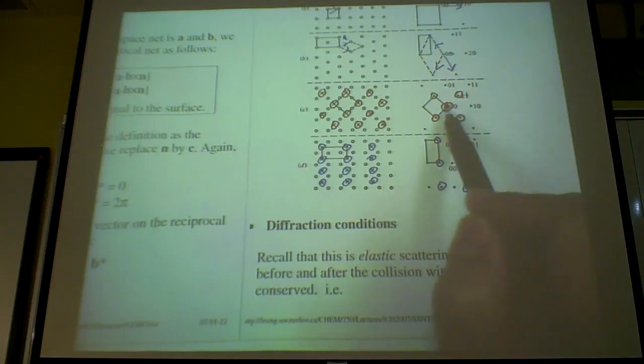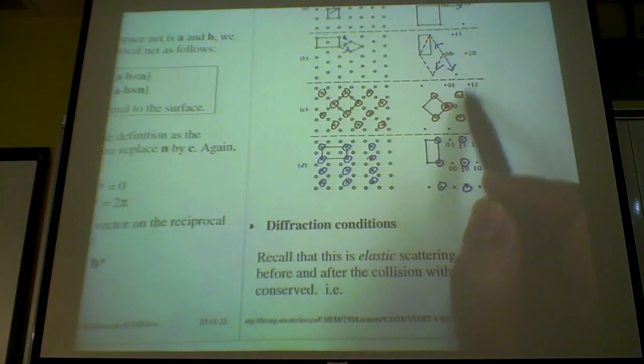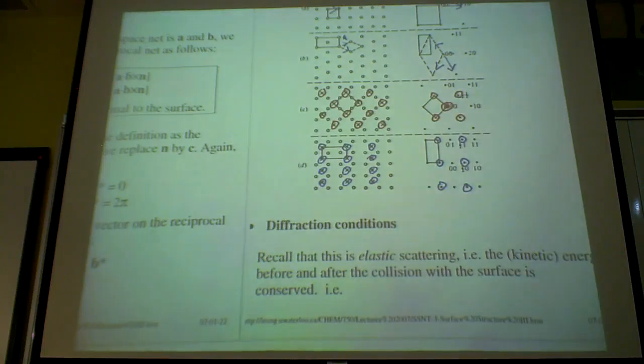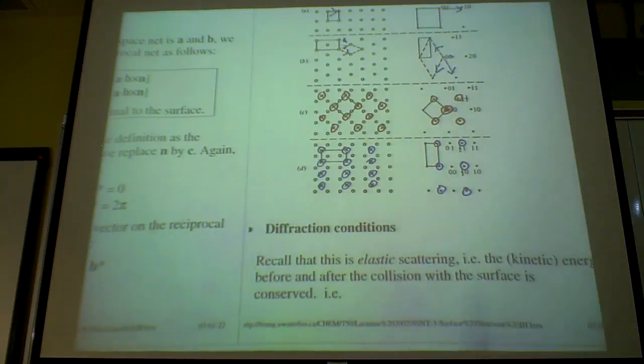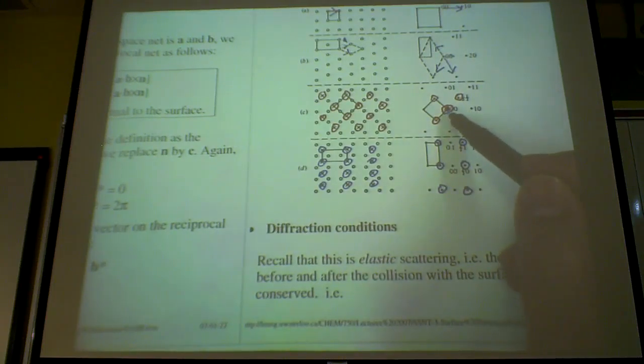So if this is the 1,0 spot, this is my center 2 by 2 spot. It really is 1/2 the spacing of the original substrate spot. Okay, so everybody get that? So my point is this: you see the weak spot, but on the bright spot you also have a weak spot as well. It's just that you don't see the weak spot on top of the bright spot.